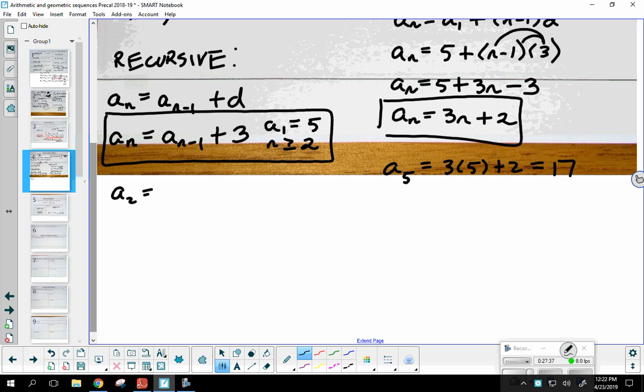I want the second term, so I'm going to plug in 2. See, the reason we didn't do that on the previous problem was because it was a different recursive formula. And people get really confused on that. So I like this one, where you plug in the actual number term you're looking for. So a sub n minus 1 would be a sub 2 minus 1, plus 3. Well, what's 2 minus 1? 1. Well, see, all this is telling me to do is take the first term and add 3.